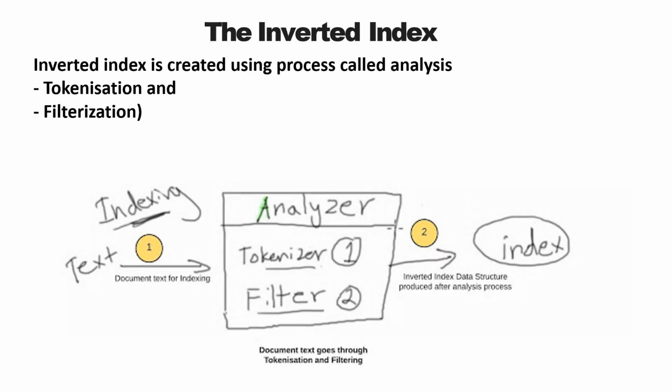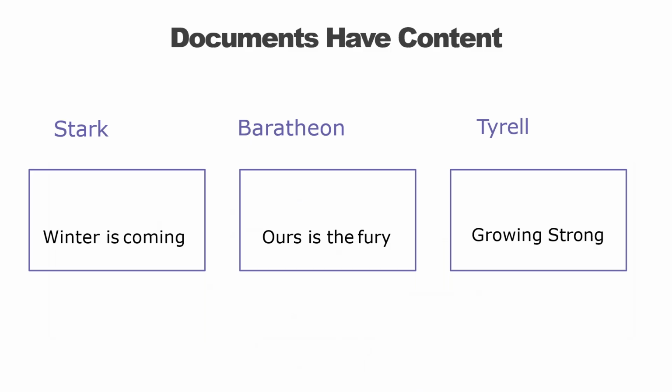Look at this here. These are the phases. The inverted index is created using a process called analysis: tokenization and filtering. First you tokenize, second you filter, and then you create the inverted index. That's the process. In this slide you have 3 documents: one is Stark, one is Baratheon, third one is Tyrell. The words used in the document Stark are "winter is coming", Baratheon "ours is the fury", and Tyrell "growing strong".